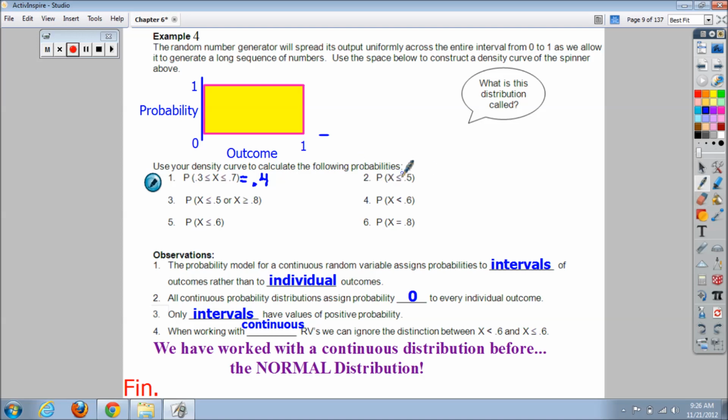The probability that x is less than or equal to 0.5. Well, 0.5 is right in the middle, and we want to be less than or equal to it. So the area of that rectangle is just 0.5. It's 0.5 wide by 1. So this has an area of a half. That's 50% of your density curve.